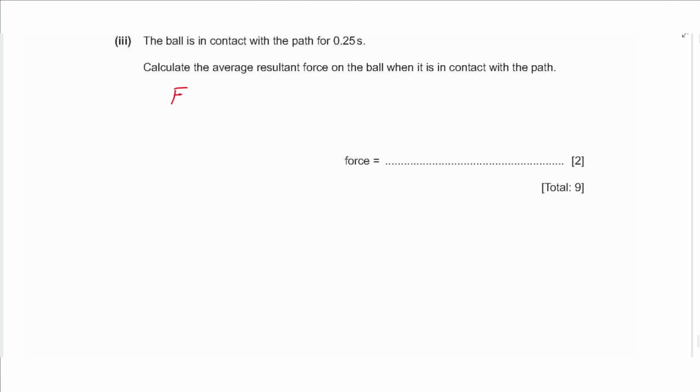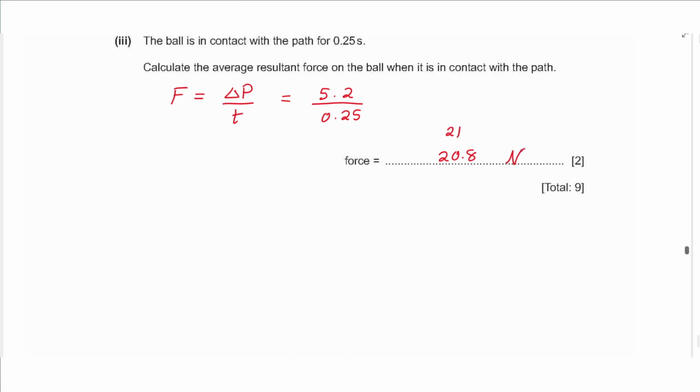So we use force equals the change in momentum over time. Of course, you can use force equals mass times acceleration, but then you are required to calculate the acceleration first, which would take a longer time. But here we already have the change in momentum. Even if you did not know how to show that it's 5.2, it's given as 5.2, so you can use it. And then divide by the time, 0.25 seconds. That gives an answer of 20.8 newtons, or you can approximate it to 21 newtons.